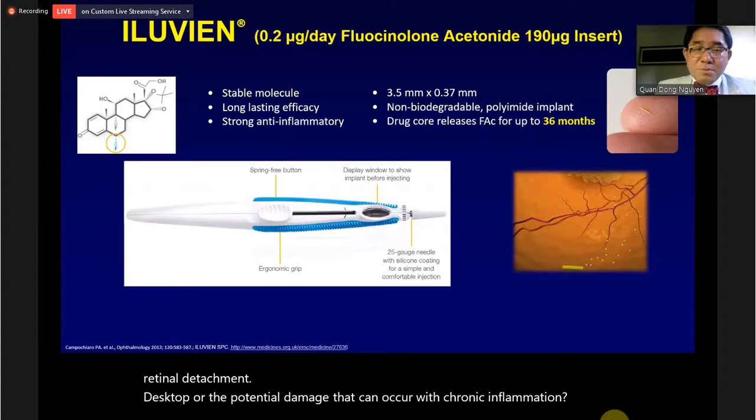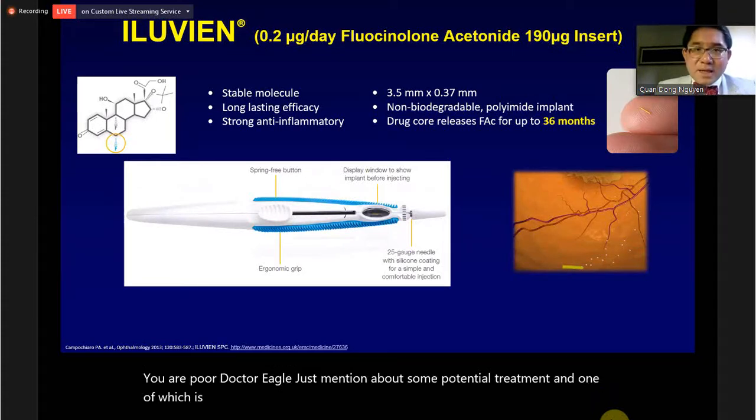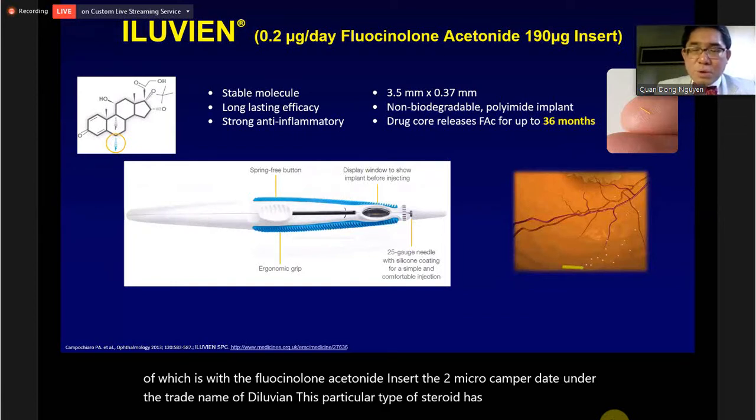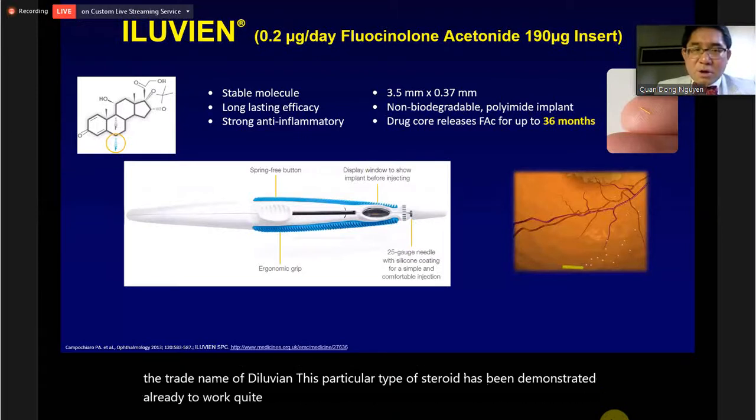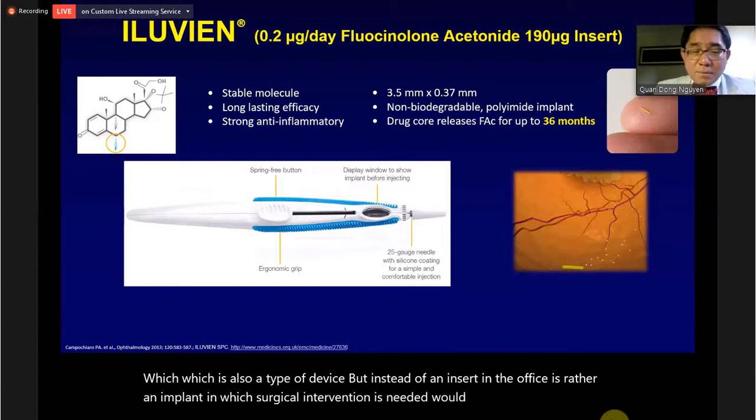You have heard Dr. Igor just mention some potential treatment, one of which is the fluocinolone acetonide insert, the 0.2 microgram per day under the trade name of Iluvien. This particular type of steroid has been demonstrated already to work quite successfully in another product called the Retisert, which is also a type of device, but instead of an insert in the office, it's rather an implant in which surgical intervention is needed, with its subsequent risk of significant increase in intraocular pressure, which we'll discuss.